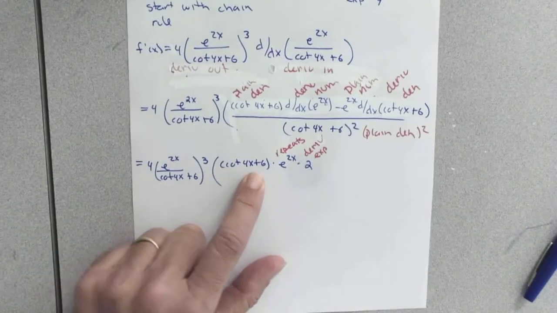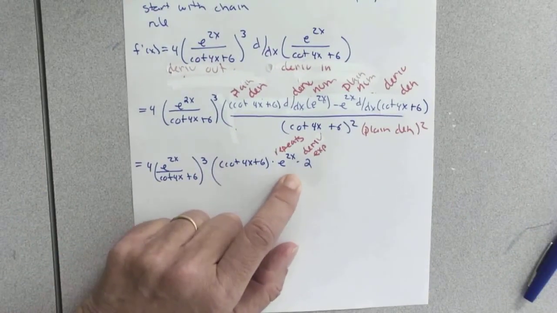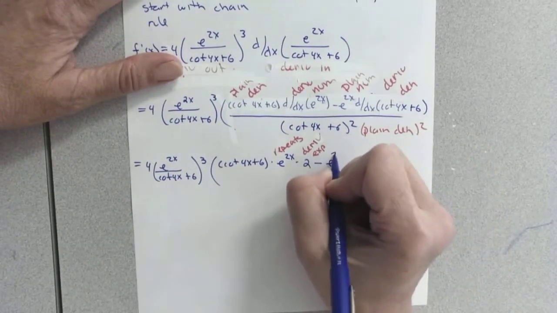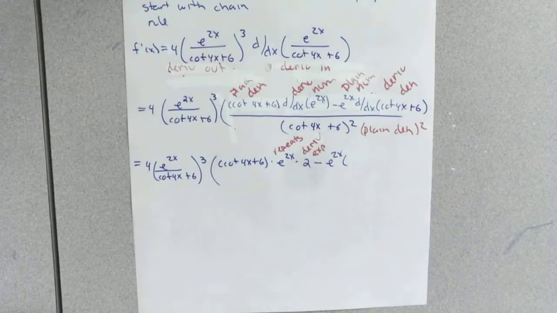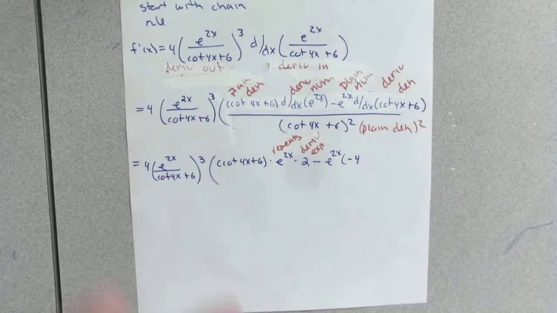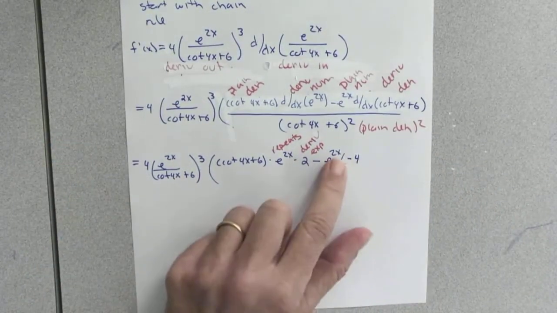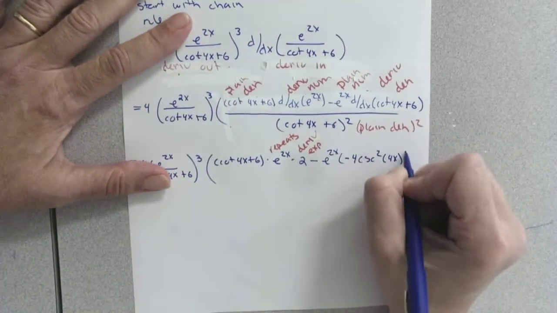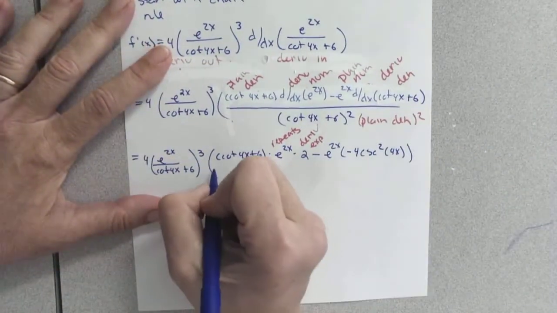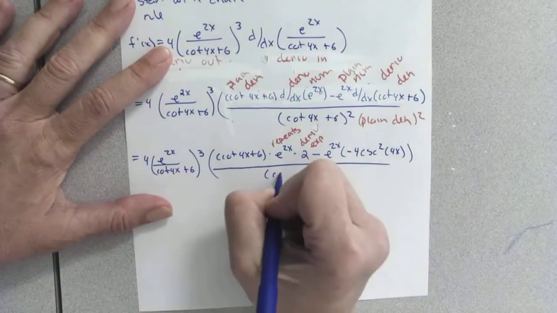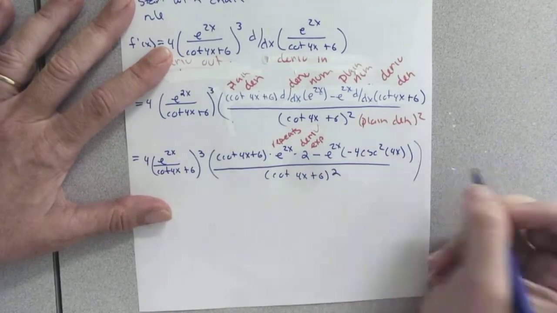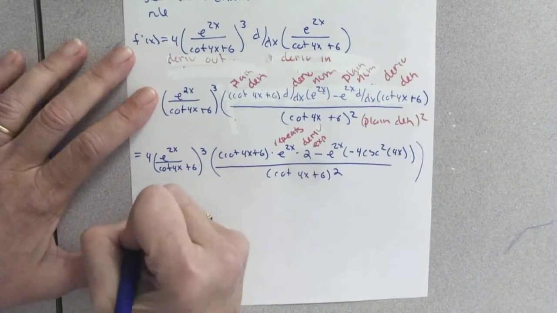So plain denominator didn't do anything. I get to the e, the words for e: repeats, derivative of the exponent, up to the minus sign. Then my derivatives again. Cotangent, the effect of that 4 is to multiply by it. So 4, and then cotangent, the derivative of the cotangent is negative cosecant squared. The angle doesn't change, and the derivative of that 6 is 0. All over cotangent 4x plus 6 quantity squared. And there's my unsimplified derivative.